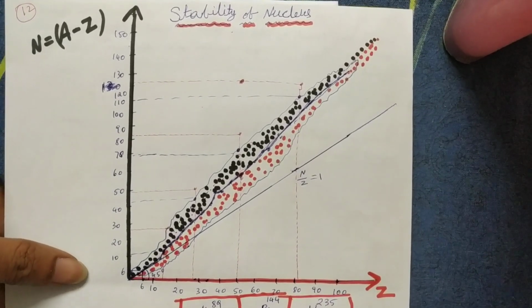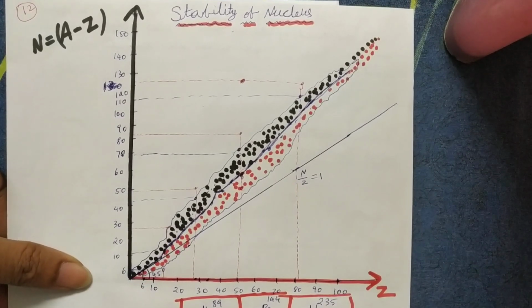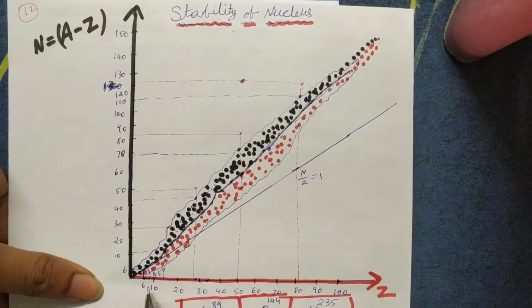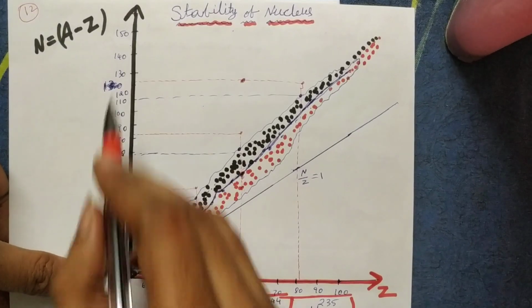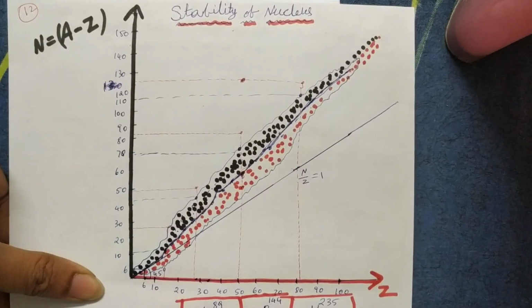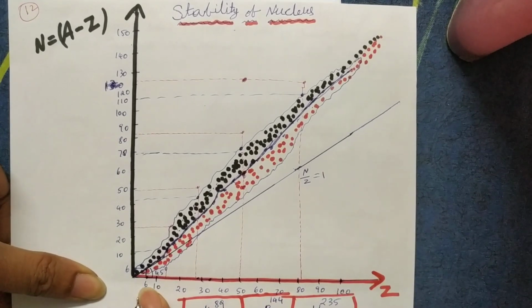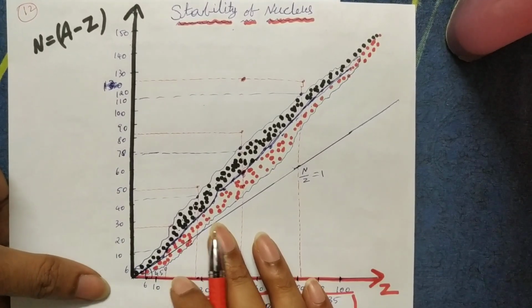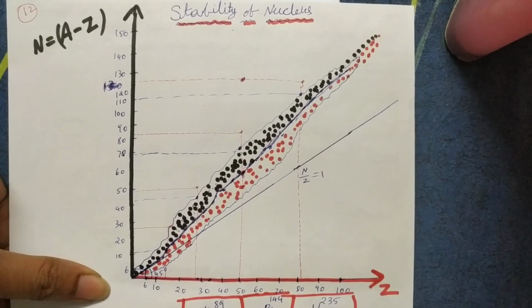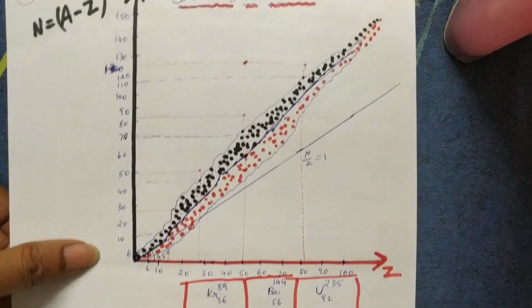For explanation of stability of the nucleus, we have one graph. How they draw this graph: they take proton number, that is atomic number, on the x-axis and neutron number, A minus Z, on the y-axis. They plot different elements, that is hydrogen, deuterium, tritium, helium, oxygen. For all these elements, the points are noted here. For example, take krypton, 36 and 89.